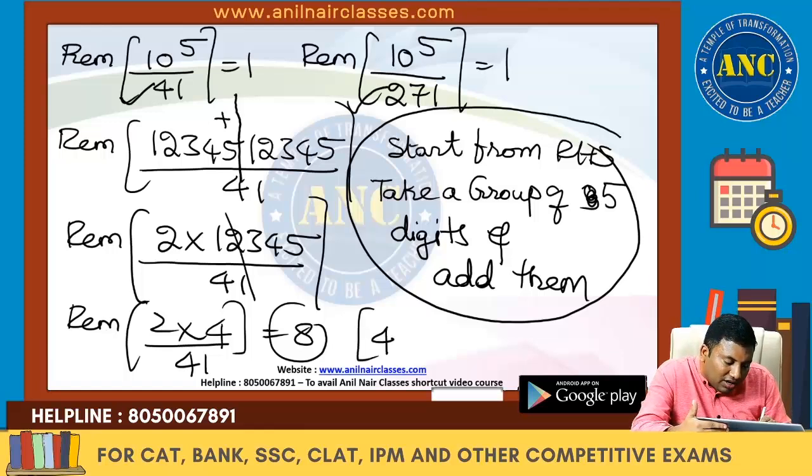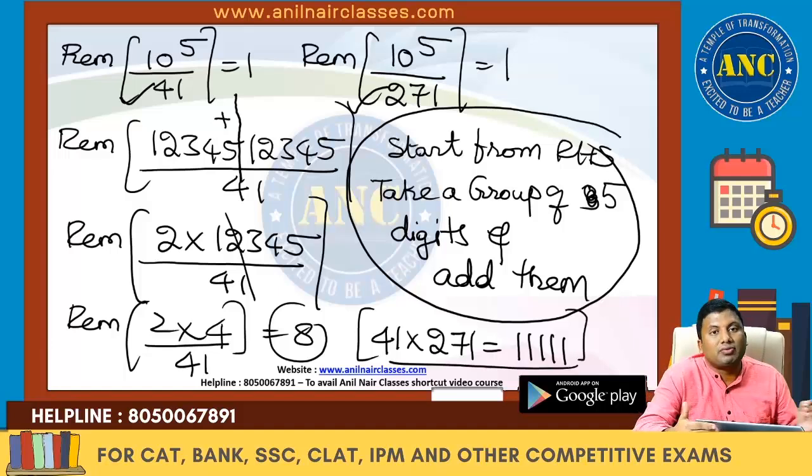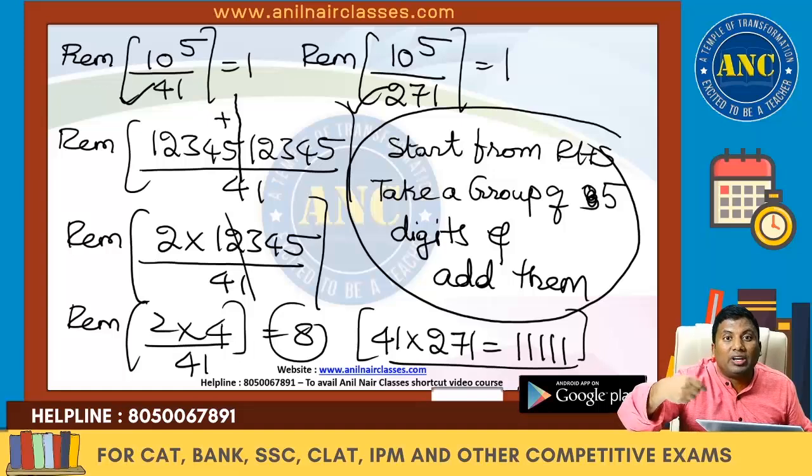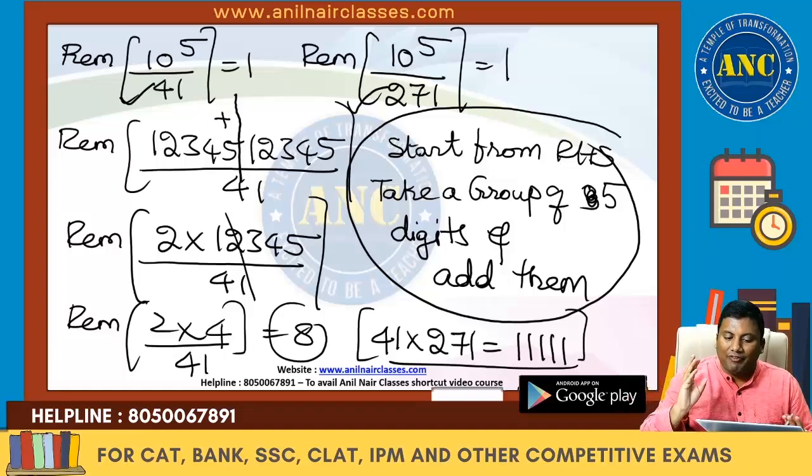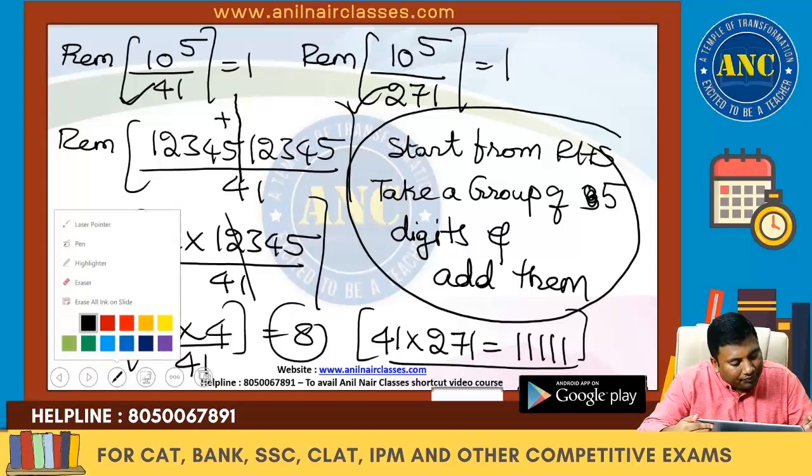The root cause of this problem is that 41 into 271 is 99999, that is 5 nines. Because 41 into 271 is 5 nines, I am able to deduce a rule. I hope it is clear, right? 41 and 271 are also over. Another concept.